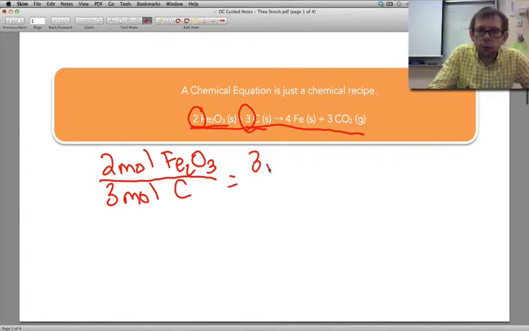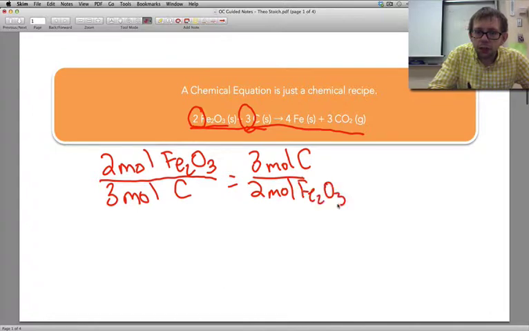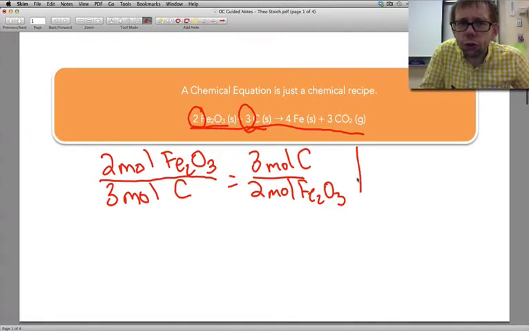I could say for every 3 moles of carbon, I'll need 2 moles of Fe2O3. And I can say so much more. There's so many ratios from this reaction.